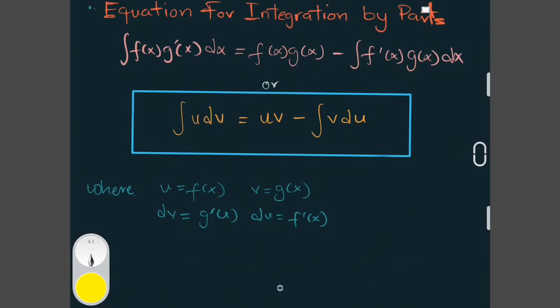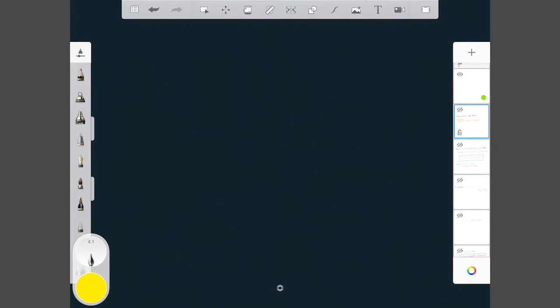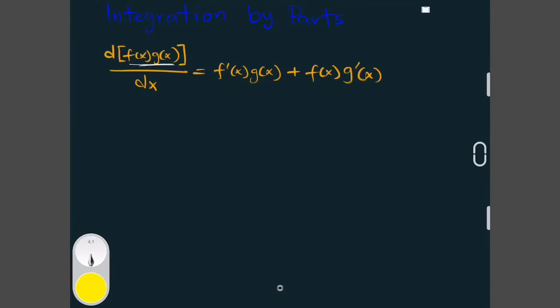In this video, we are going to talk about the product rule of integration. Just like how we had a product rule of differentiation, we are going to talk about a product rule of integration. And the product rule is called integration by parts. But before we get into integration by parts, I'd like to first show you how the product rule of integration is related to the product rule of differentiation.